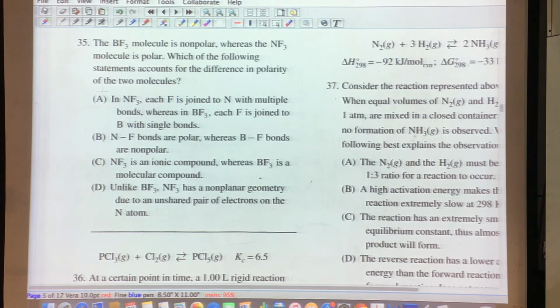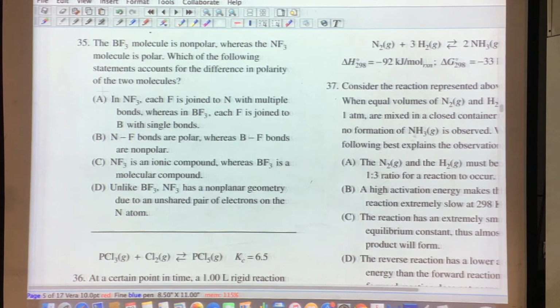The BF3 molecule is non-polar, whereas the NF3 is polar. Which of the following statements accounts for the differences in the polarity? My gosh, look at the choices here. They think you know nothing. They do. They think you know nothing.